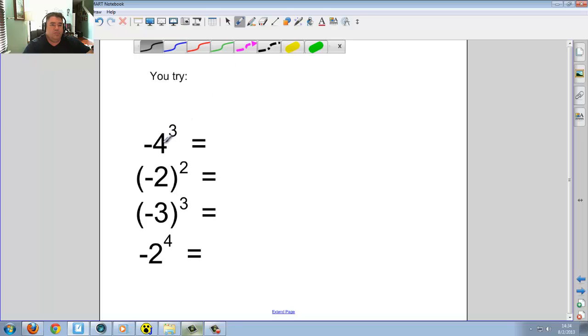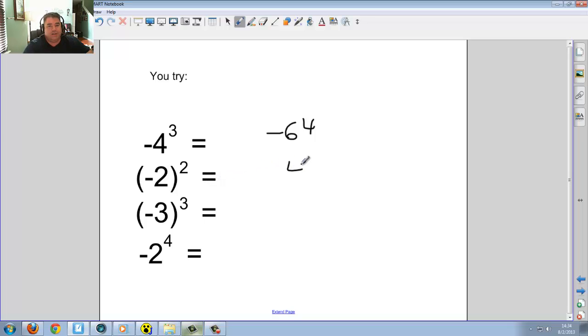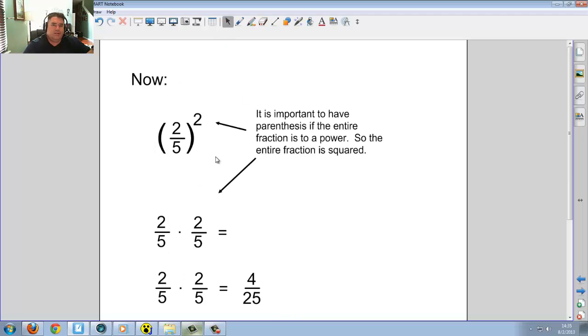So you have 4 cubed that has to come first. 4 times 4 times 4 is going to be 64. The negative waits to make it -64. Here, the -2 is on the inside, so it's -2 times -2, which makes positive 4. Here, -3 times -3 times -3 is going to make -27. And here, even though the negative's there, 2 to the 4th power comes first, which makes 16. The negative waits to make it -16. And did you get all 4 right?